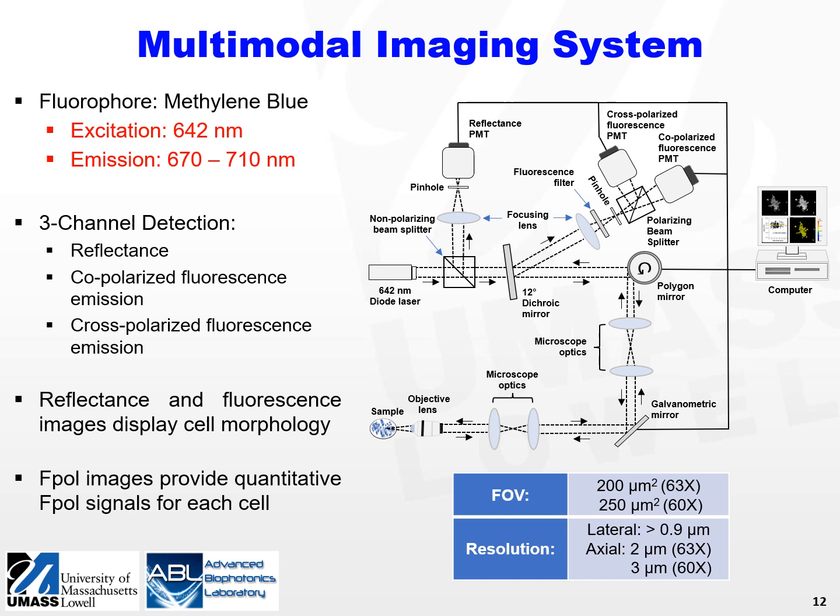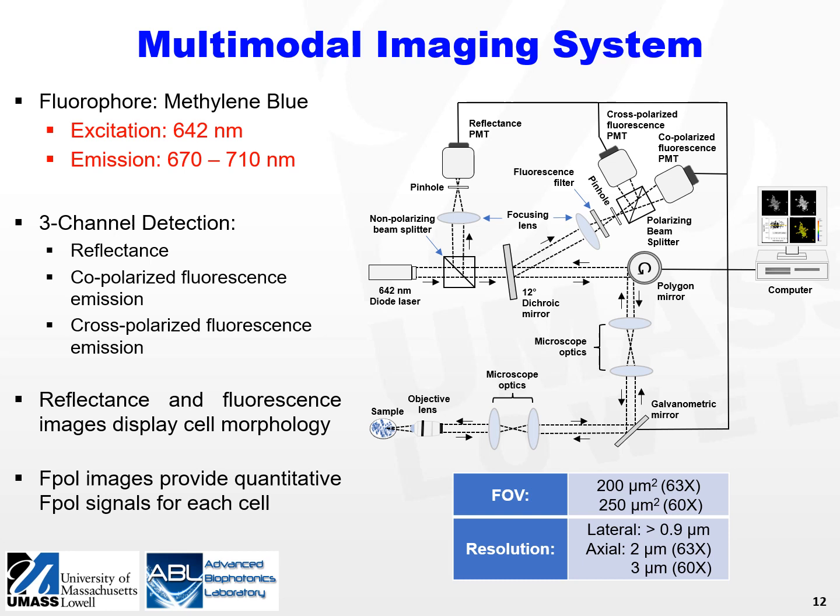This slide shows a diagram of the multimodal imaging system used at the Advanced Biophotonics Laboratory. As mentioned, the fluorophore we're using is methylene blue. It's excited at 642 nanometers, and fluorescence emissions are registered in the range between 670 to 710 nanometers. The system provides 3 detection channels, including reflectance, copolarized fluorescence emission, and cross-polarized fluorescence emission.